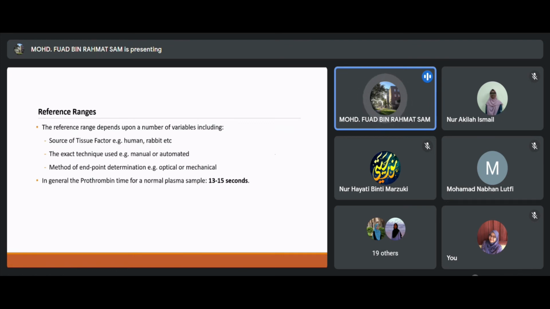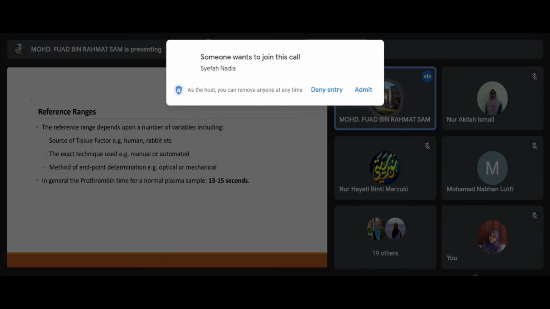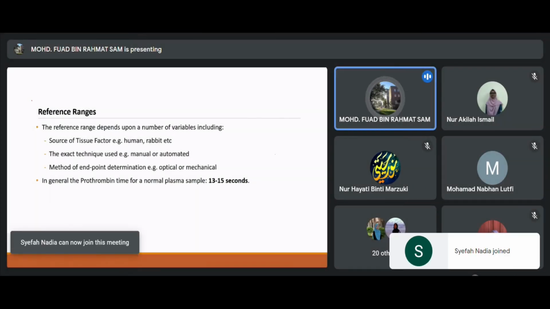Okay, so the reference range depends upon a number of variables, including the source of tissue factor. Is it using the human or is it using the rabbit tissue factor? And the exact technique used, manually or automated. And the method of endpoint determination, is it using optical or mechanical? Ada banyak cara untuk kita determine the prothrombin time, mungkin secara optical ataupun secara mechanical. So each laboratory should establish its own normal range. Usually each laboratory akan ada dia punya own normal range.